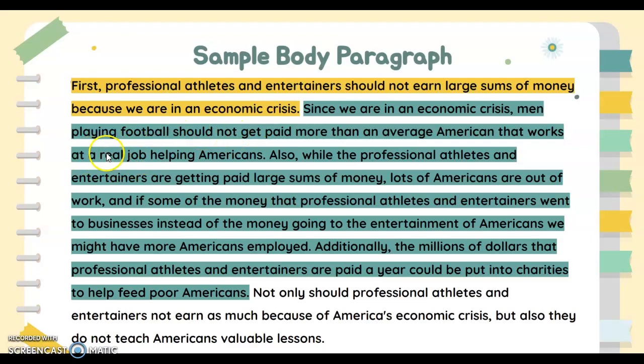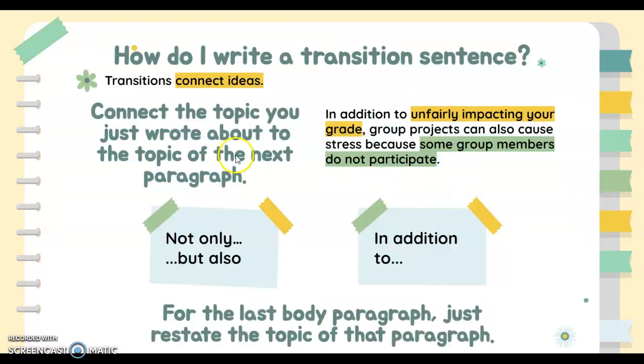People who are doing real jobs, quote unquote, should be earning the same or more than these athletes. A lot of people are out of work, right? And instead of this money going to athletes and entertainers, what if we put that money into businesses? How can we help people be employed? And then we could put that money into charities to help feed poor Americans. So that's all my evidence there, very specific examples.